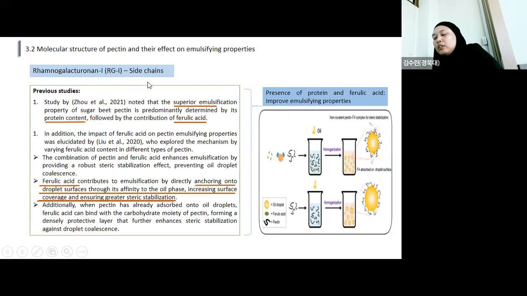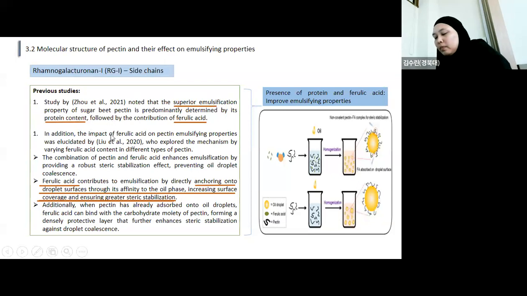And then the second factor of RG1 is their side chain. So as I mentioned before, ferulic acid and protein can also be attached to the pectin side chain. So in the first study conducted by Zhou et al., they observed that the superior emulsifying properties of sugar beet pectin are determined by its protein content and the contribution of ferulic acid. So sugar beet pectin is RG1 pectin because it has rhamnose and other sugar side chains. Sugar beet pectin also, among other pectin, has the highest protein content actually.